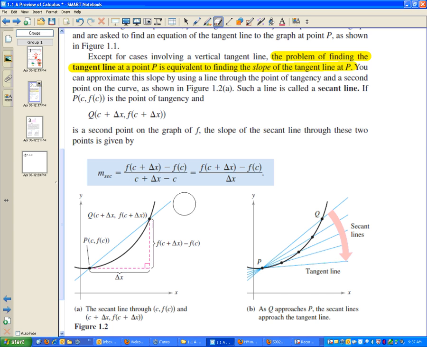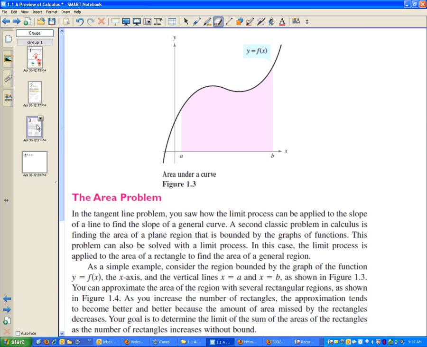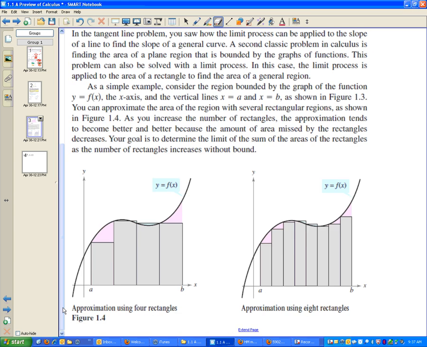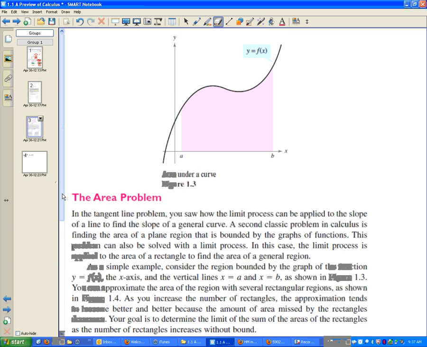Trust me. Okay? Now, our other big problem is the area problem.